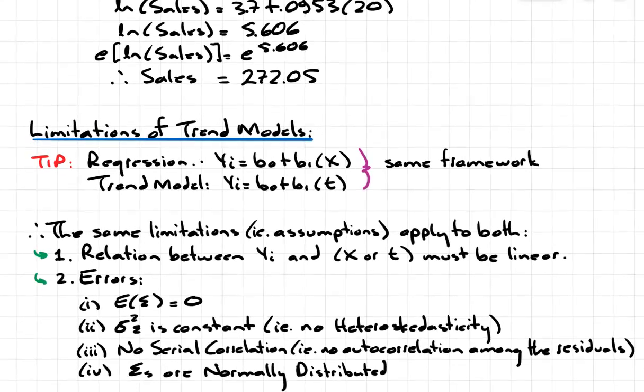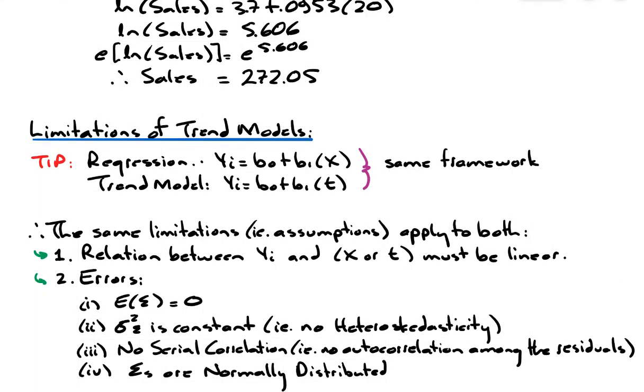Now, what are the limitations of a trend model? Well, here's a trend model. It looks awfully similar to a simple linear regression. What's the only difference? Right here. With simple linear regression, the dependent variable is a function of some other independent variable. Like, for example, sales might be a function of GDP. But with a trend model, sales is a function of time.